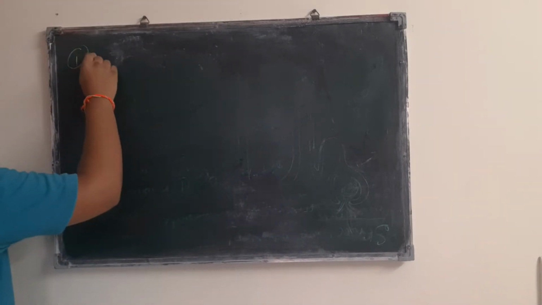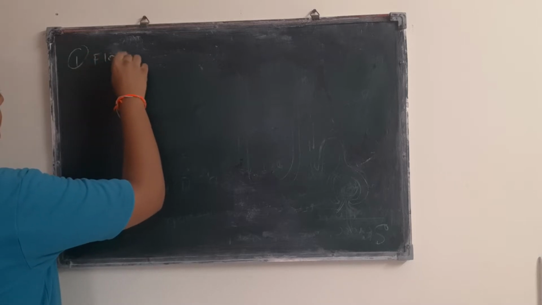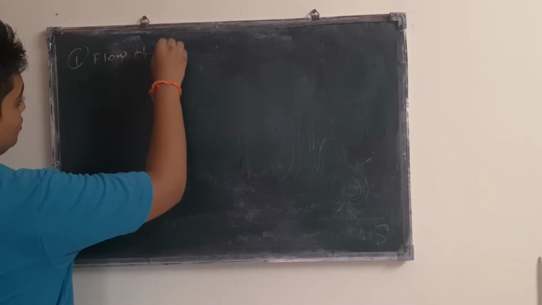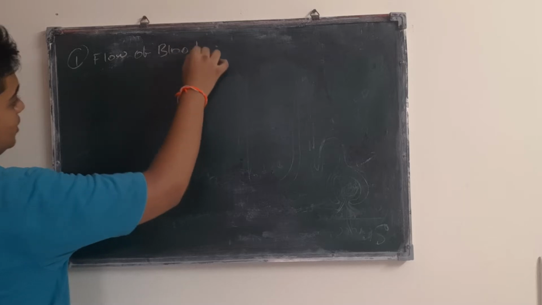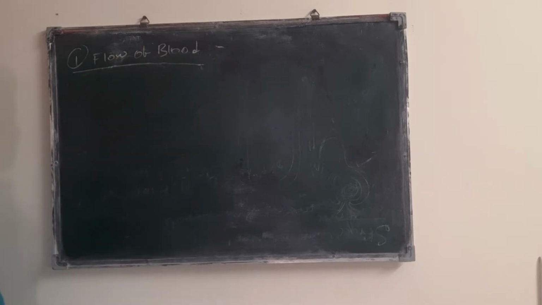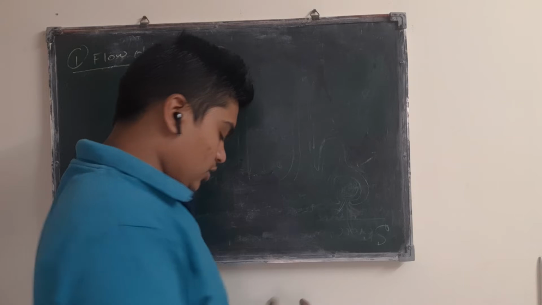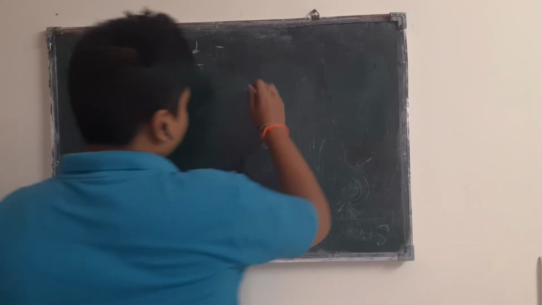The first one that I told you that I will be helping you is the flow of blood inside the kidney or nephron. Okay, put the heading flow of blood. Now, how does blood flow in the nephron diagram?